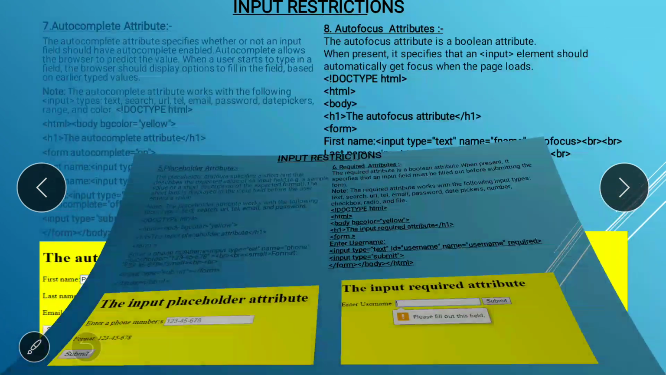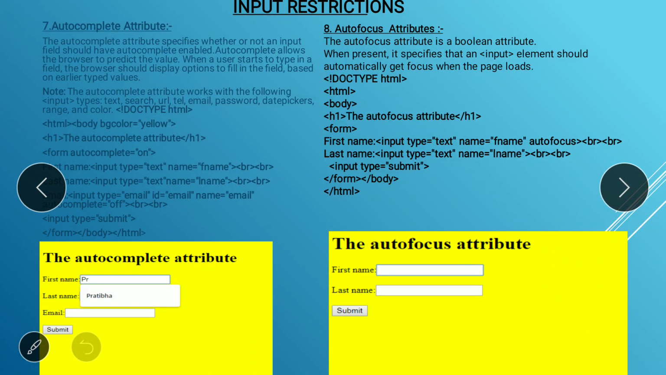Next is the autocomplete attribute and autofocus. What is autocomplete? The autocomplete attribute specifies whether or not an input field should have autocomplete enabled. Autocomplete allows the browser to predict the value. When a user starts to type in a field, the browser should display options to fill in the field based on earlier typed values.